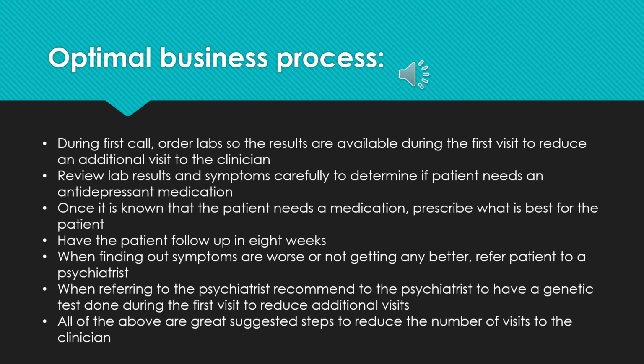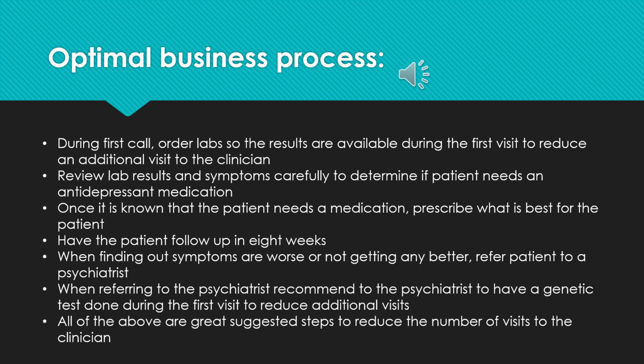The optimal business process includes: during the first call, order labs so the results are available during the first visit to reduce an additional visit to the clinician. Review lab results and symptoms carefully to determine if the patient needs an antidepressant medication. Once it is known that the patient needs a medication, prescribe what is best for the patient. Have the patient follow up in 8 weeks.